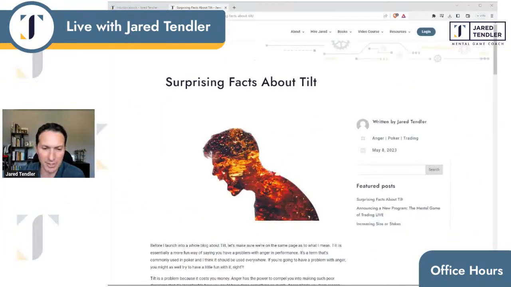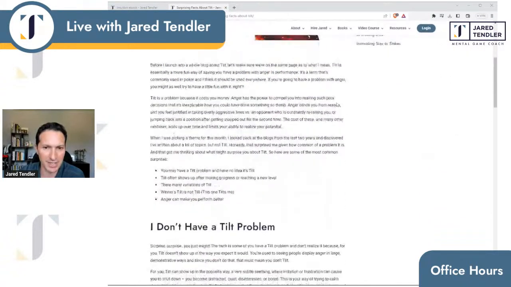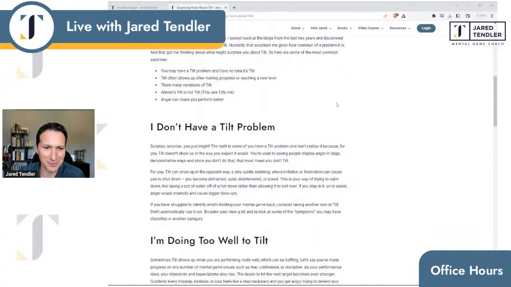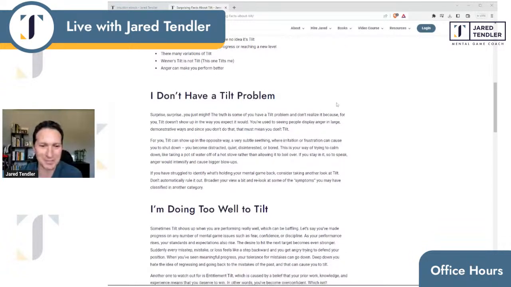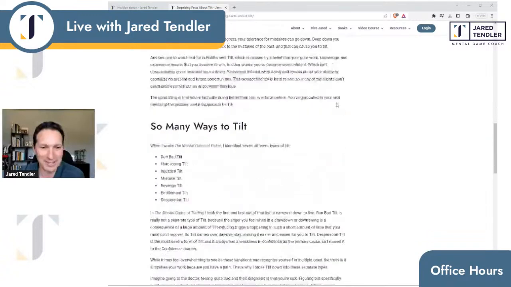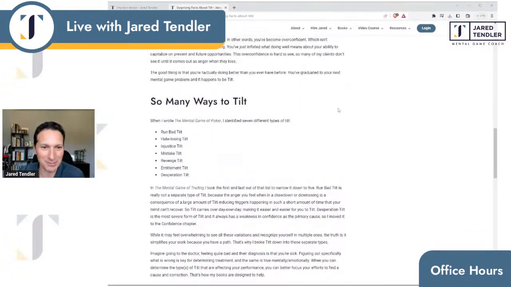For those of you who haven't read my blog from this month, check it out because it's not entirely what we're going to talk about today, but it does give a few examples of facts that I think a lot of people don't recognize when it comes to tilt. And you can see a few of them. So here we are. So many ways to tilt, right?